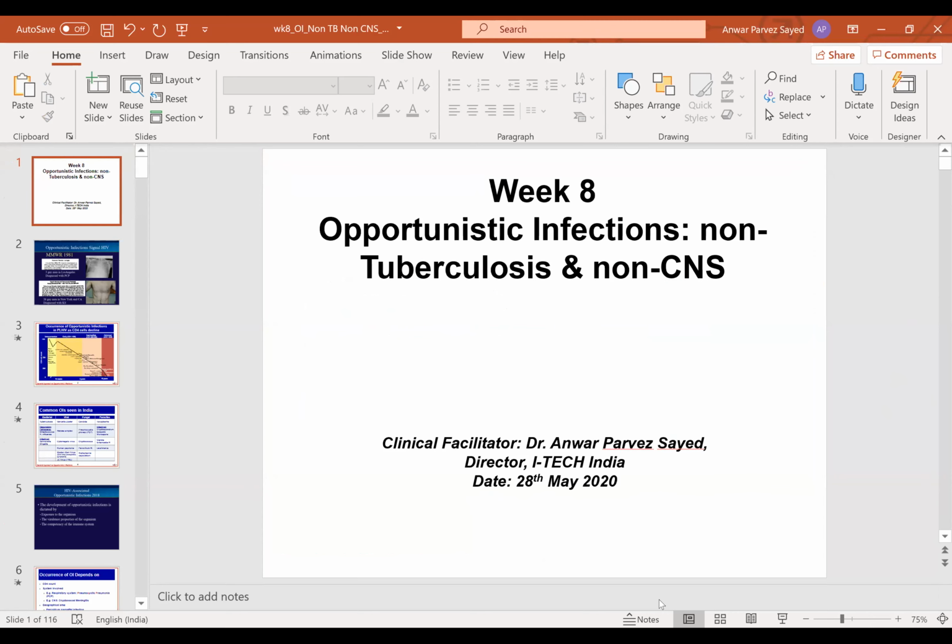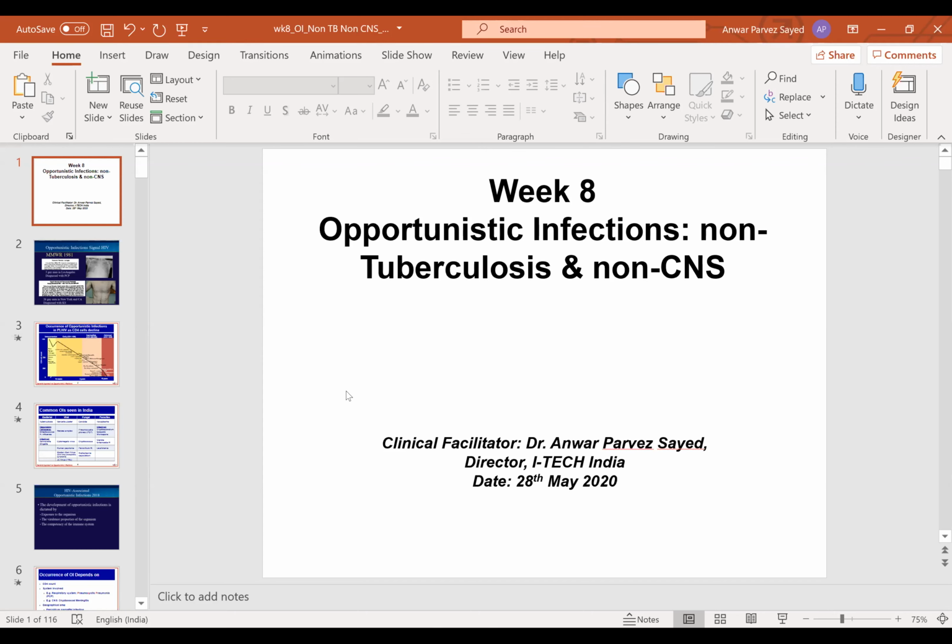There's one question in the chat box. It is: which size of mesenteric lymph nodes is considered for TB abdomen? If you want to say what is a significant size, usually whenever a lymph node is more than 1 centimeter, it is considered significant. We end up treating that patient as a case of abdominal TB, but it is obviously not a specific diagnosis. If you want to confirm the diagnosis, then the only option is to do a CT guided biopsy of the lymph nodes.